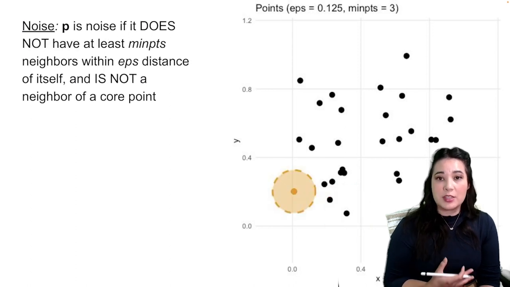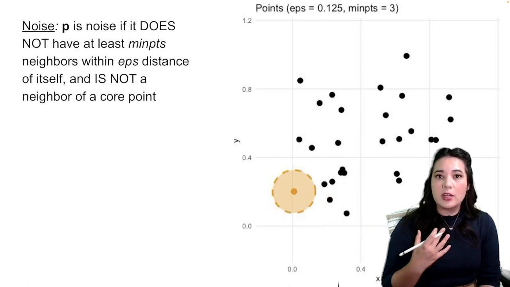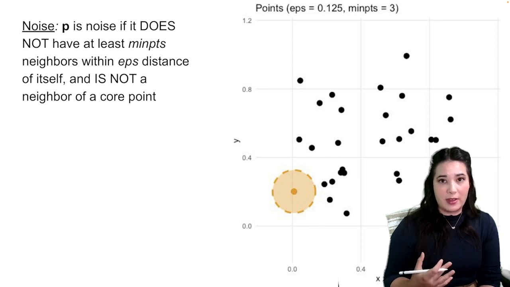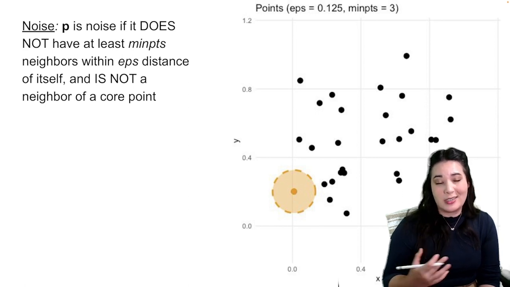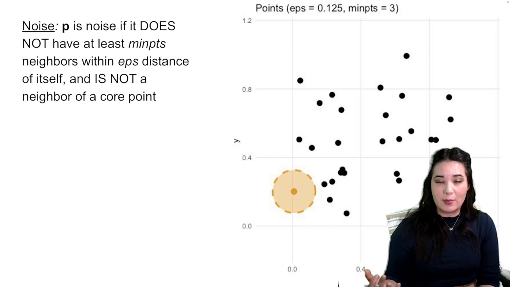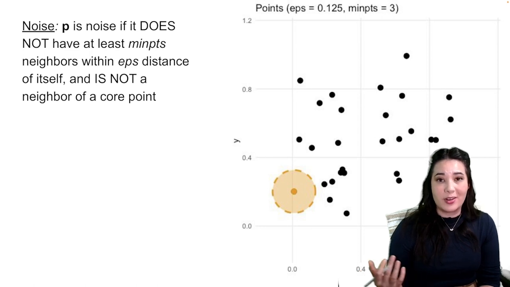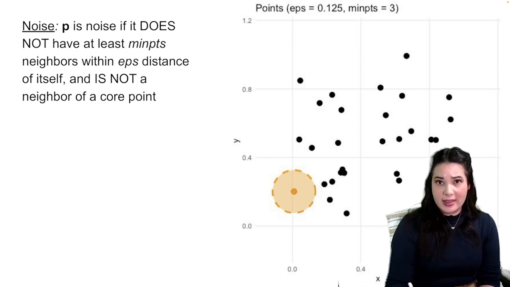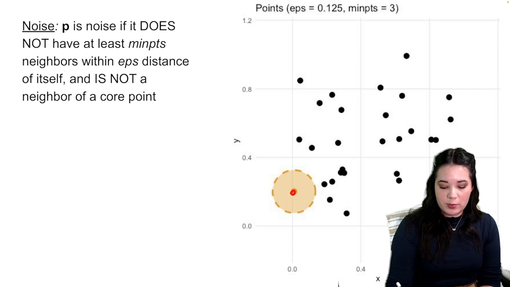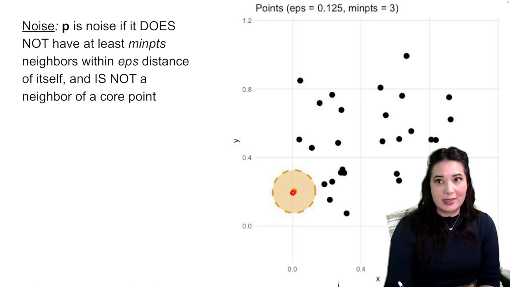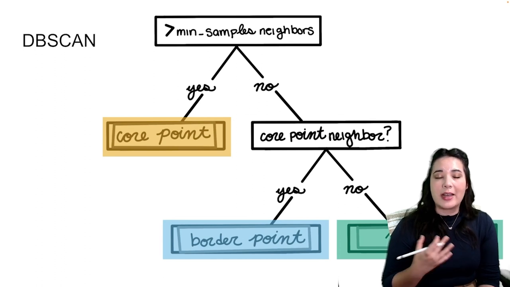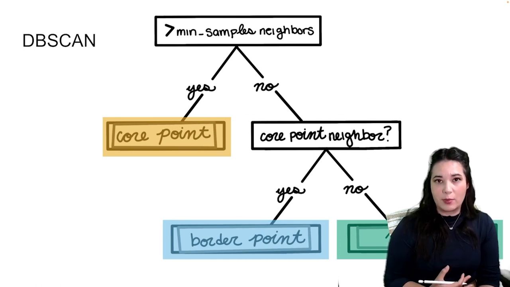And last but not least, we have noise points. Noise points also don't have enough neighbors to be a core point, but in addition, it doesn't even have a core point as a neighbor. These are the data points that we're not going to put in any cluster. They're too far away to be considered part of any of the groups we're creating. Again, this is an example of a noise point. When we look at its neighborhood, it has literally zero neighbors, so it's a noise point. Here's a handy little flowchart to help you remember how to classify data points.